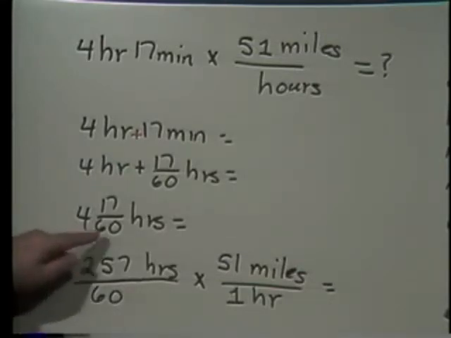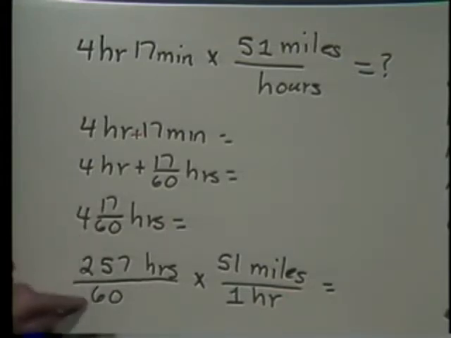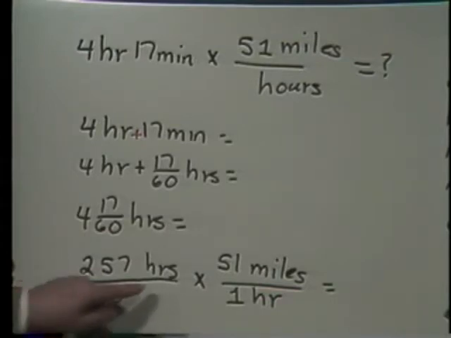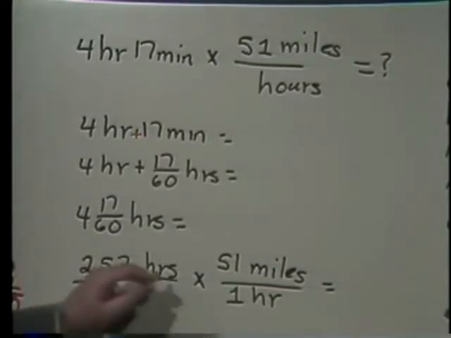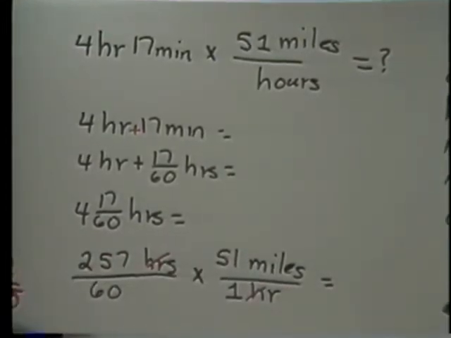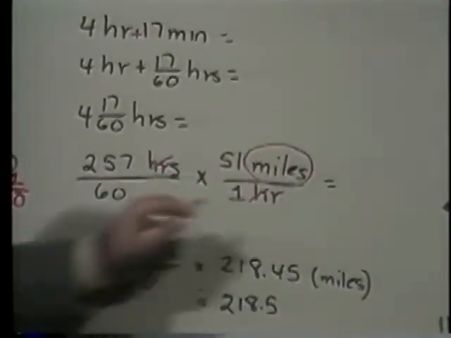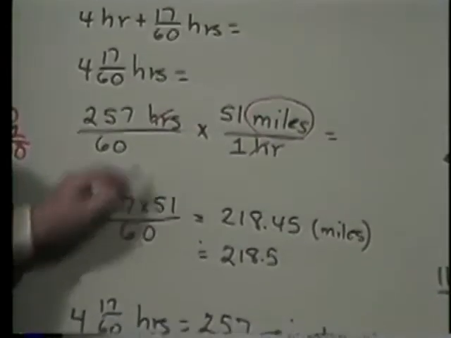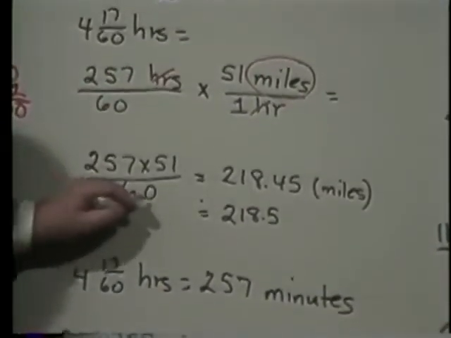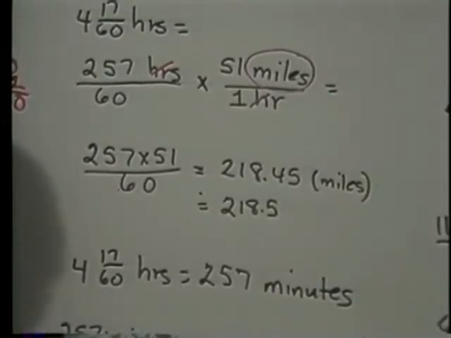That's what I have over here. But I can write this as a mixed number. 60 times 4 is 240, plus 17 is 257. I put that 257 over 60. That's now converted 4 hours and 17 minutes into hours. Now the hours cancel. In this problem, I'm given that 51 miles per hour is the speed. So now I get the right label. I multiply the two numerators, 257 times 51, and divide by the denominator. Remember again, the calculator won't give me the label. I've got to supply that myself.